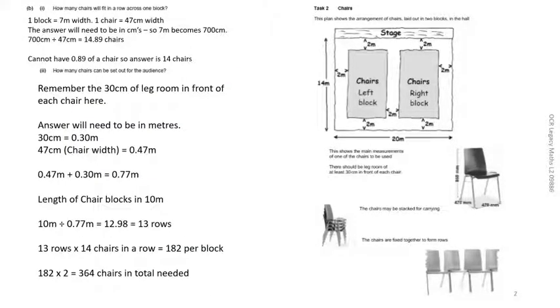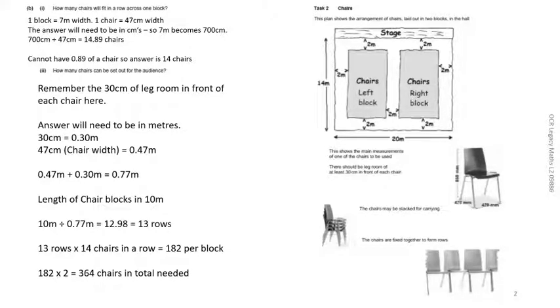Okay, so how many chairs will fit in a row across one block? Well, one block is 7 meters width. One chair, we are told, is 47 centimeters in width, and we can see that in the diagram on the right hand side where they give the measurements of the chair. The answer will need to be in centimeters. So 7 meters is going to become 700 centimeters. 700 centimeters divided by 47 gives 14.89 chairs. The reason I'm saying that is because putting your chair widths in centimeters makes your life simple. Millimeters we're converting into centimeters. So put everything in centimeters, make your life straightforward. It's easier figures to deal with. So 14.89 chairs. We can't have an 89th of a chair, so our answer is 14.